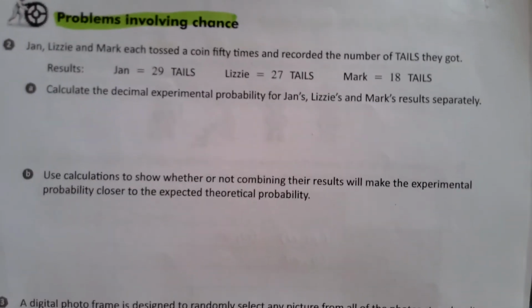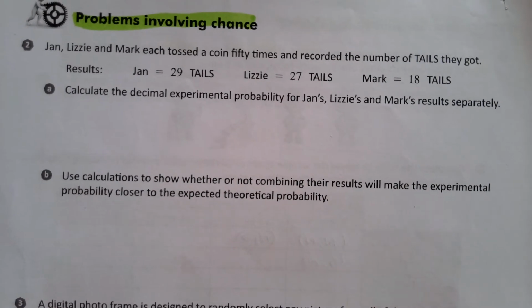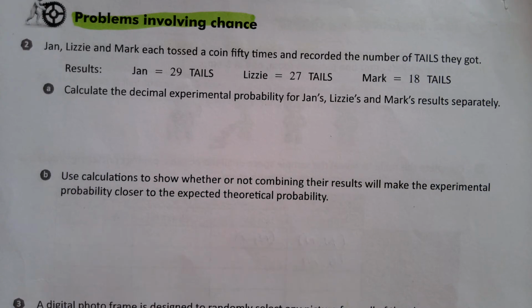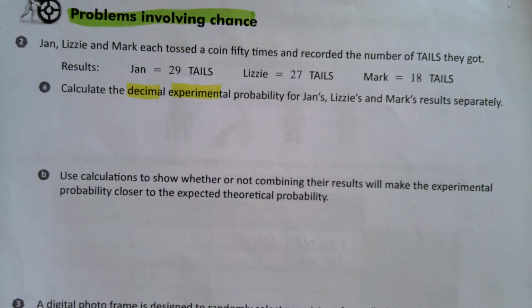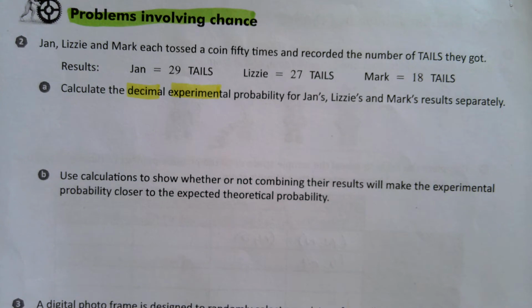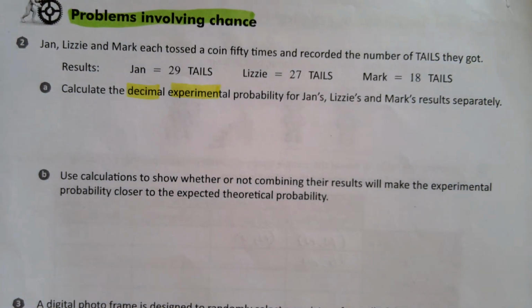Now it's your turn. Question 2. Work out Jan's chance of flipping a tail, Lizzie's chance of flipping a tail, and Mark's. Remember, this is experimental, so it's not going to be 50%, is it? They're asking you to calculate a decimal, experimental. Same formula, it just won't be 50% very often at all, will it? And then use your calculator.